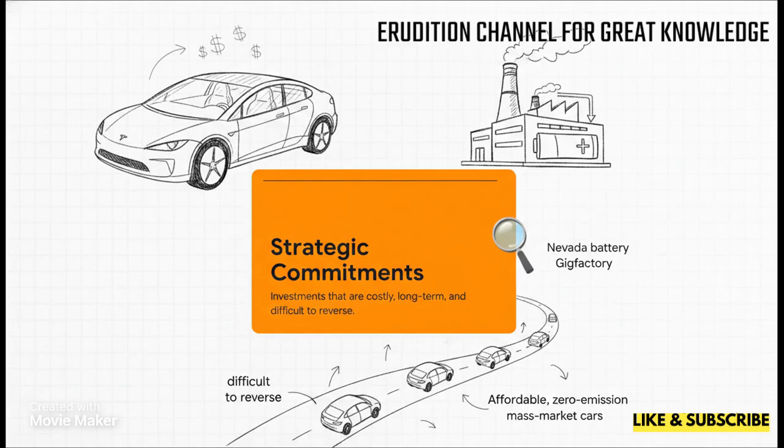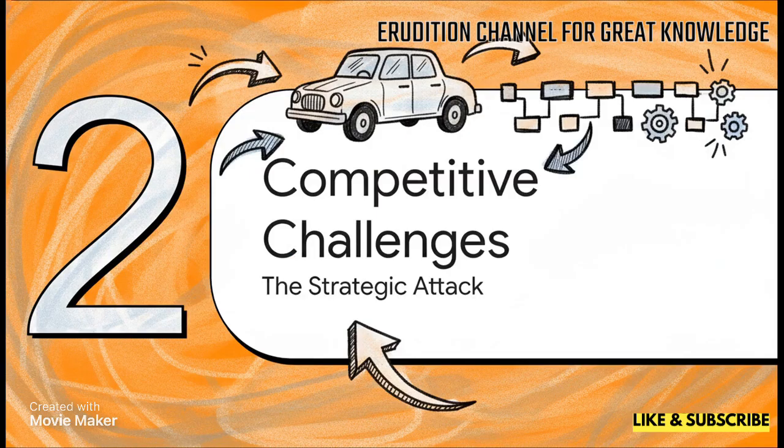To actually make this global transition happen, Tesla relies heavily on something called strategic commitments. Now, in business terms, these are massive investments that are super costly, completely long-term, and really, really difficult to reverse once you've started. We're talking about pouring billions of dollars into that California car factory and a massive Nevada battery gigafactory. Tesla is basically betting the house here to translate its vision into reality, aiming to provide affordable, best-in-class, zero-emission mass-market cars. Moving right along to Part 2, addressing competitive challenges.